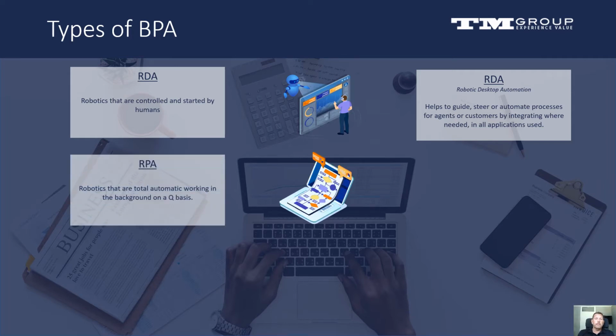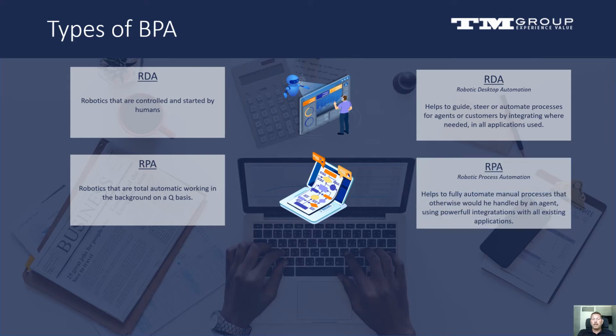If we look at the RPA, here the robots are in control. They're working totally in the background, totally automated, working in a queue-based function. That helps to automate entire manual processes that otherwise would be handled by an agent. We use powerful integrations to all the applications needed in order to build the process.